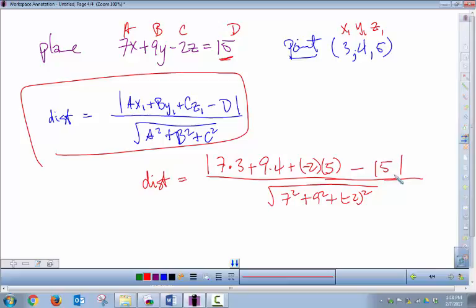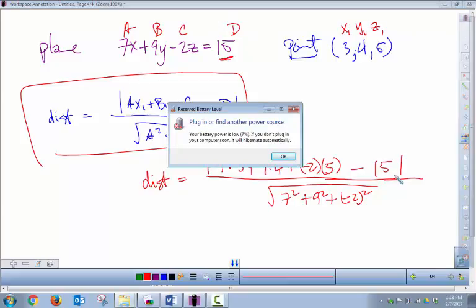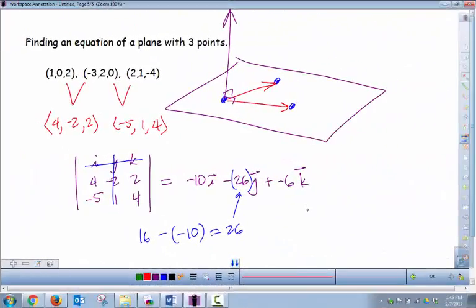Okay, so I want us to be pretty proficient about being able to find equations of lines and planes. So I have a worksheet here for you guys. All right, find an equation of a plane. You've got 3 points on the plane. Here are your points. Find 2 vectors connecting the 3 points. You cross them, and then you get the normal vector.